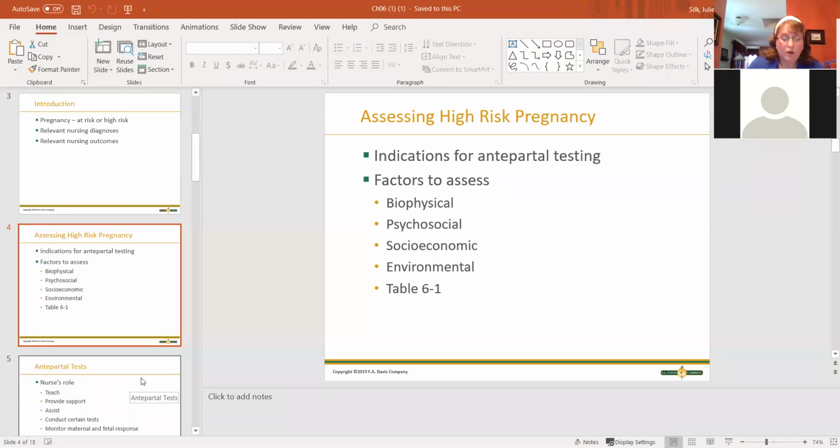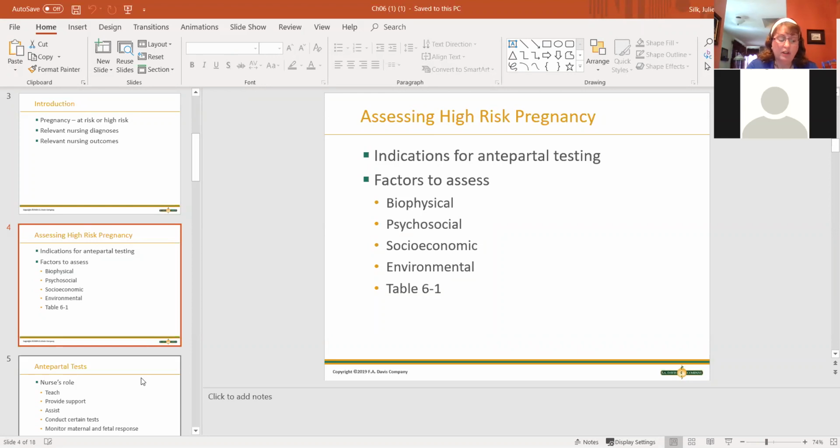Okay, so this talks about a couple of different things that you're going to assess with a high risk pregnancy. Things that you're going to look at would be biophysical factors like genetics, their nutrition, their medical history, and any kind of OB issues that they've had in the past. So say they've had babies before and they had an issue with a pregnancy before, then that's something that's going to be significant.